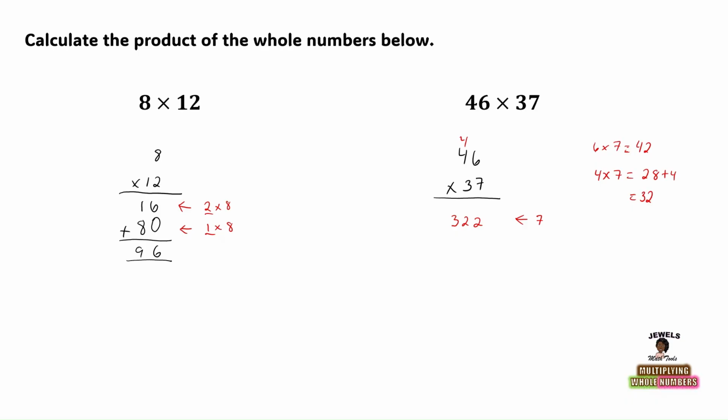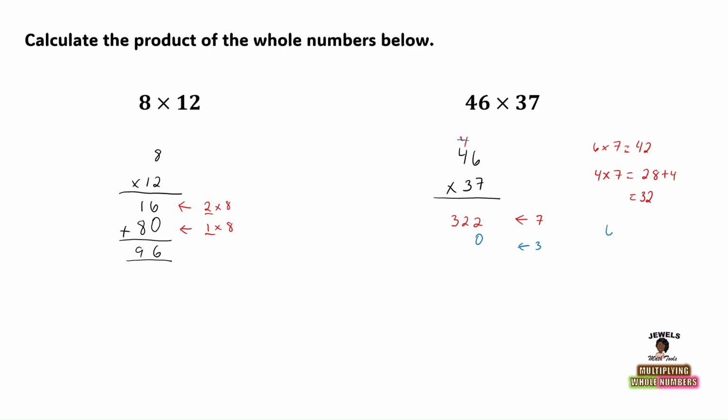So I'm going to change my color now and begin multiplying by my second line so that we can see the difference in our working. So now we're going to begin multiplying by 3. Remember, 3 is in the tens place, and because 3 is in the tens place, we're going to add a 0 in the ones column and then begin multiplying by our 3.